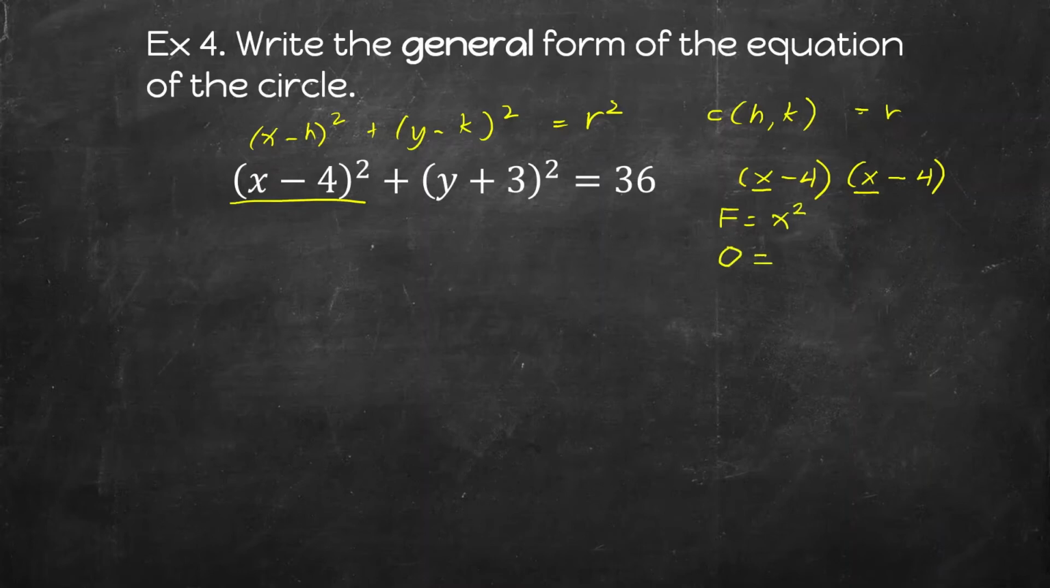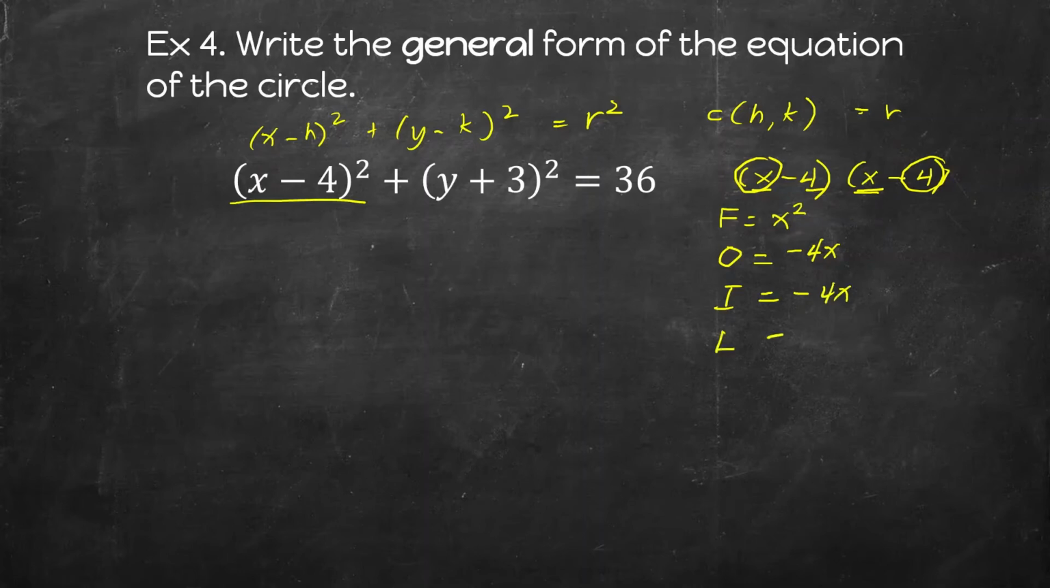Outer term, eto yung outer term, eto yung another outer term. So, x times negative 4 is negative 4x. Inner term, yung dalawang nasa loob, ito at ito. Negative 4 times x is negative 4x.